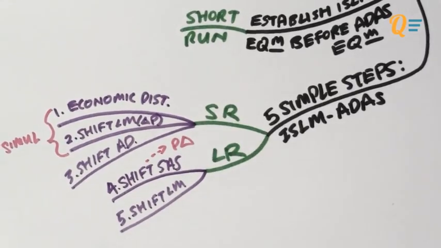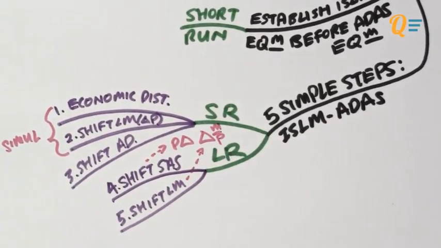And that brings me to the last step, which is to shift the LM curve so that you cater for this change in price, which changes the real money supply in the economy. So these are the 5 simple steps that you have to use when you talk about the dynamics of the ISLM ADAS model. I would suggest that you pause the video right now and copy down these 5 steps on a piece of paper before we move on to the graphical explanations.